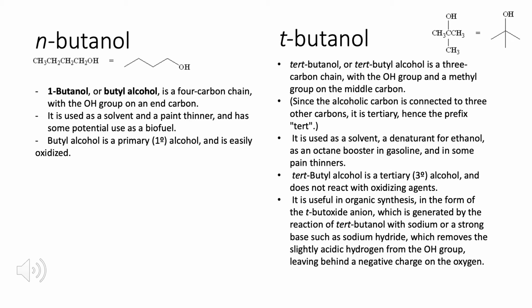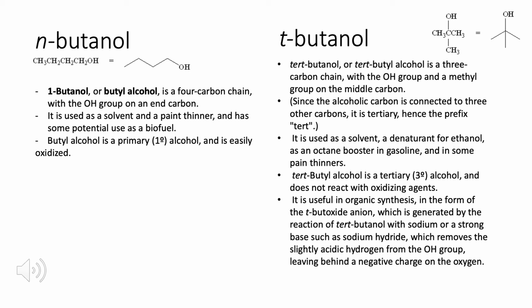Now we will be discussing n-butanol and t-butanol, their chemical properties, and how they differ from one another. On the left-hand side, we have n-butanol along with its molecular structure. N-butanol is a 4-carbon chain with the OH group on the end carbon. It is used as a solvent and a paint thinner and has some potential to be used as a biofuel.